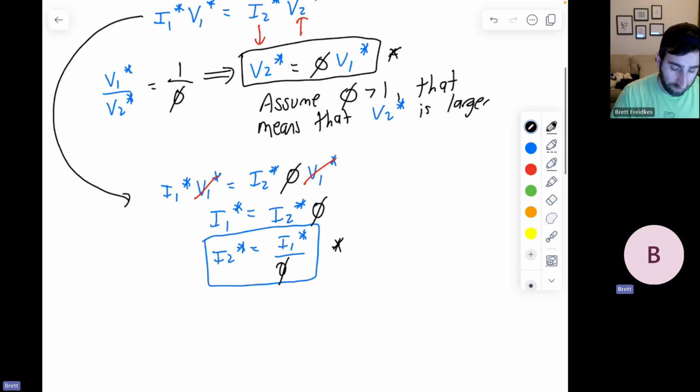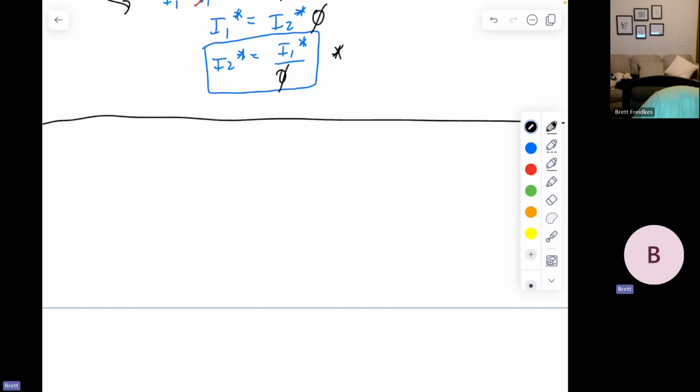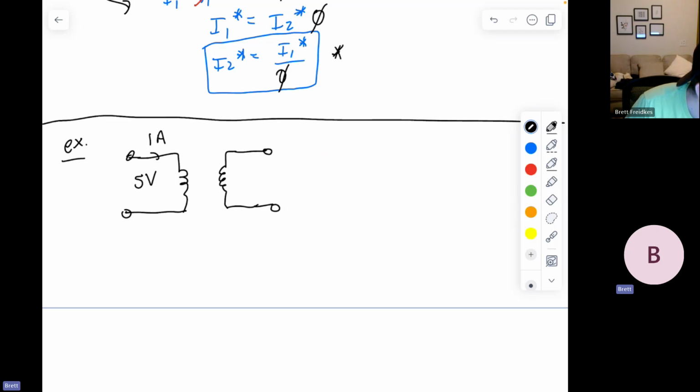So a really simple example, if I'm just doing this from a very basic perspective, is to say that if I have, oops, that's my really bad transformer. If I were to say that this is 5 volts here, and I have 1 amp traveling through, and I have I2 star in the other circuit, and V2 star also in the other circuit, and I tell you that the ratio between them is 1 to 2, I want to find both V2 star and I2 star.